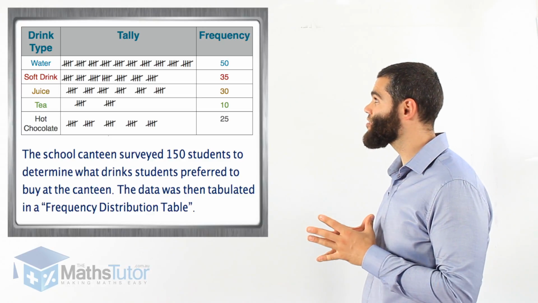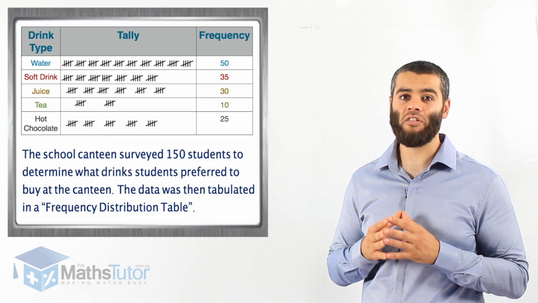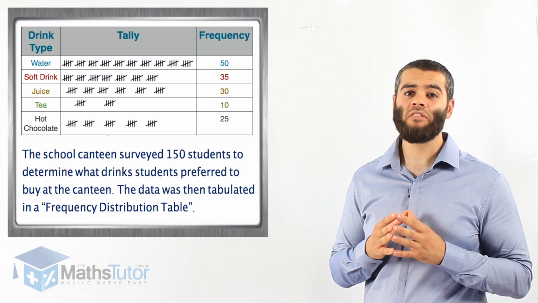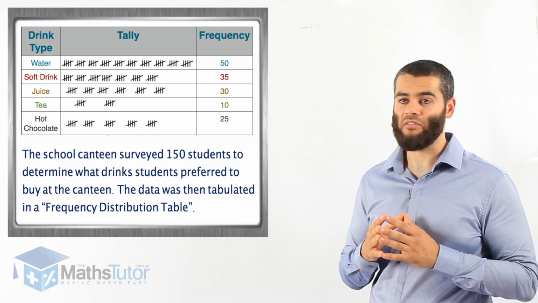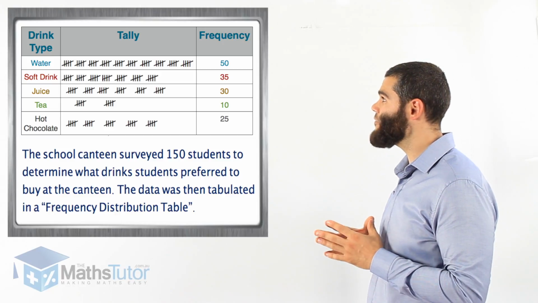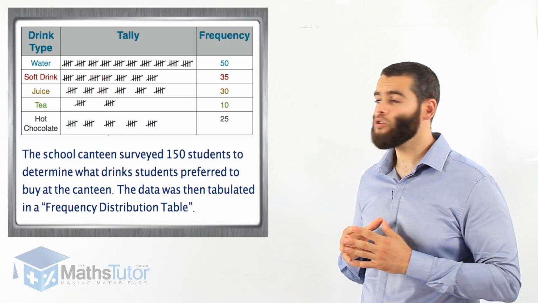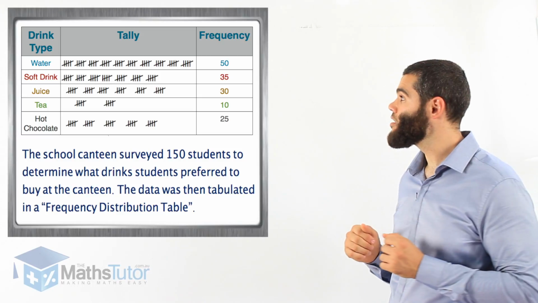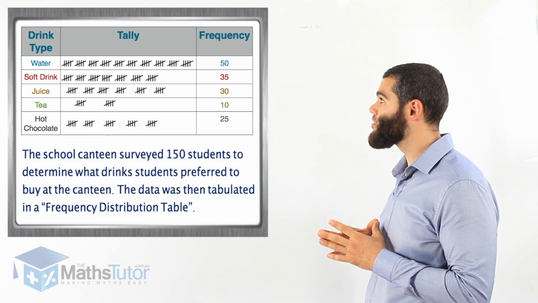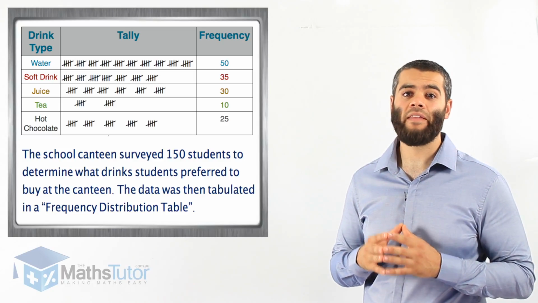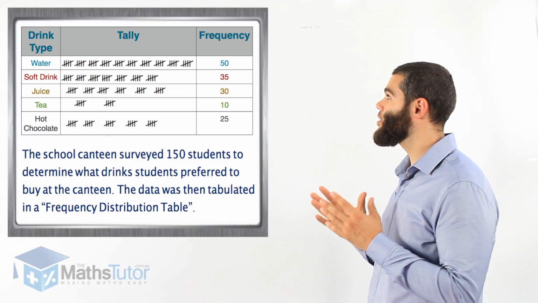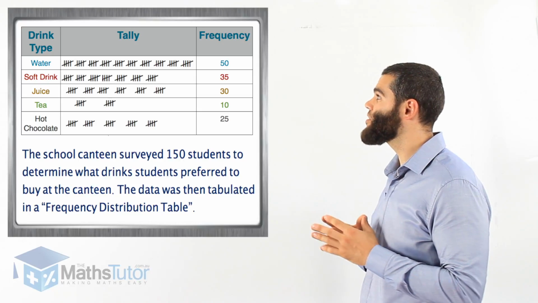We have in the first column the outcome, which is the drink type. Here, the school canteen wants to know what drinks students prefer to buy from the canteen. We have water, soft drink, juice, tea and hot chocolate. And the results are as follows. The tally shows all the results, and then the frequency is basically the number from the tally.